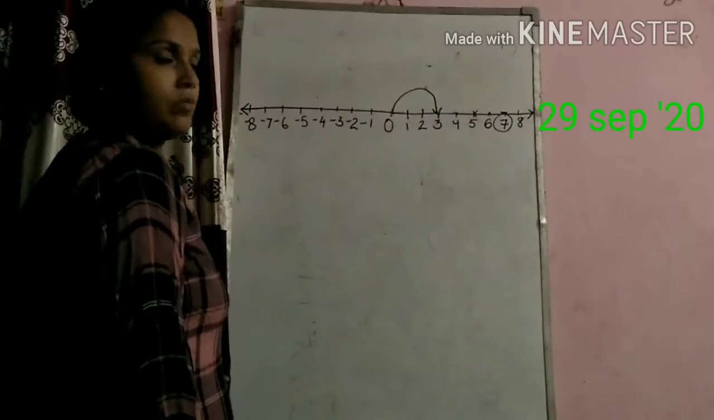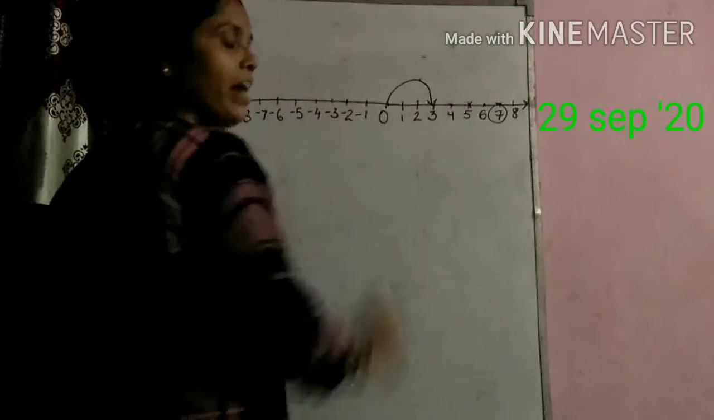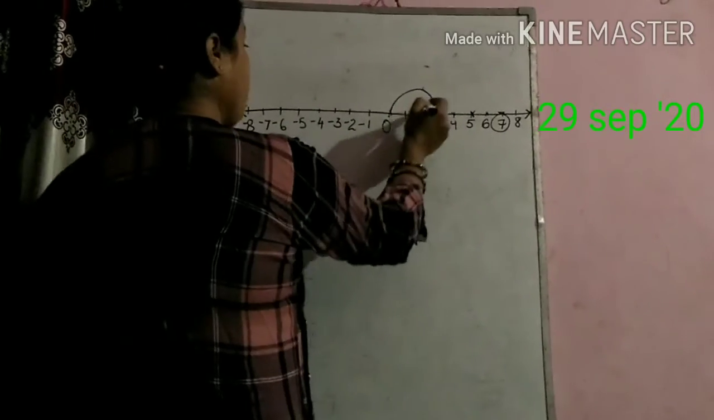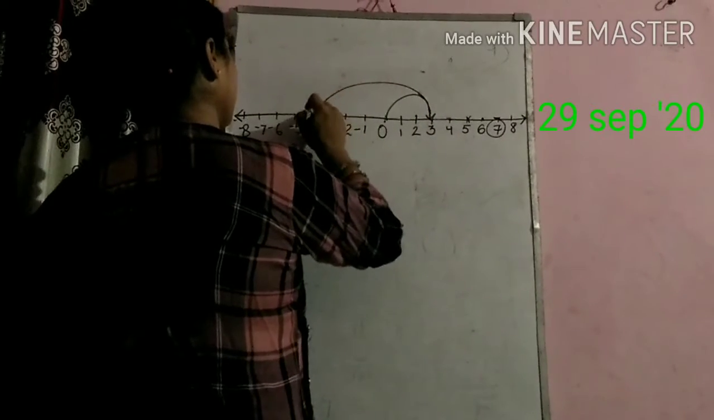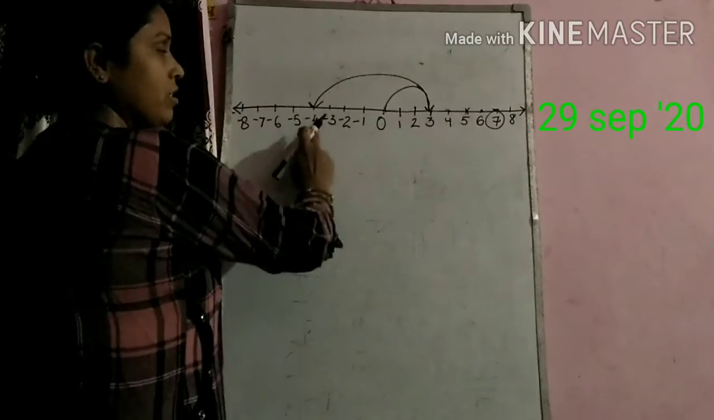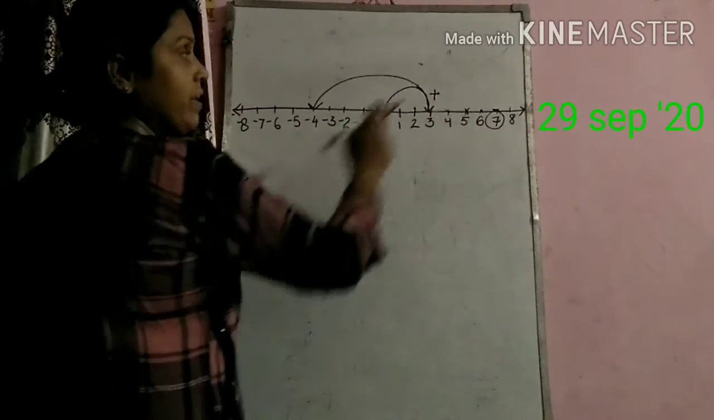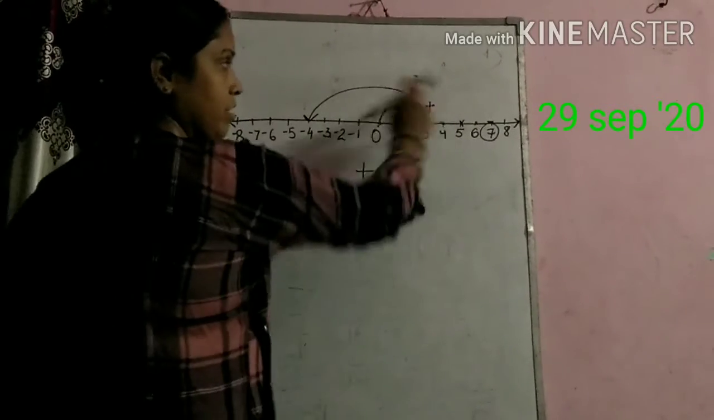Now the next example is from 0 to 3 I am taking, and then from 3 it's moving backward towards -4, and here the sign is plus. This plus sign makes that this is your addition expression. That is why this plus is given.